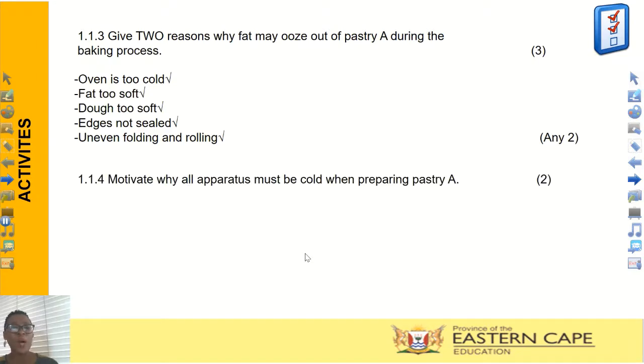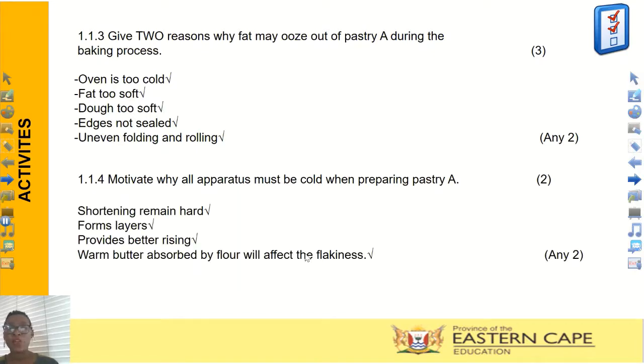Okay. Motivate why all apparatus, so apparatus is another name for equipment, must be cold when preparing pastry A. Now you would respond by saying, if everything is cold, the shortening or the butter will remain hard. It will allow the pastry to form the layers. It aids in the better rising of the pastry. And you also mentioned that if the butter is warm, it'll be absorbed by the flour and it will not produce a flaky pastry.